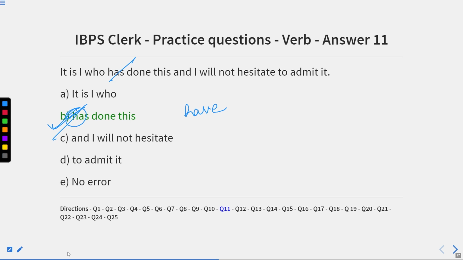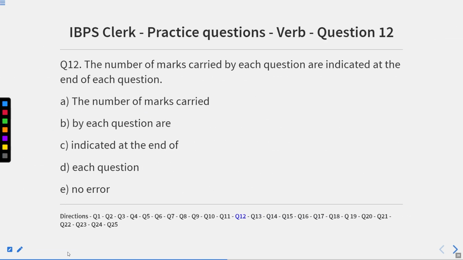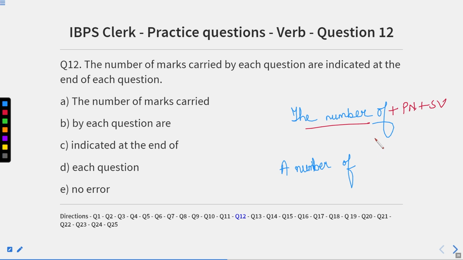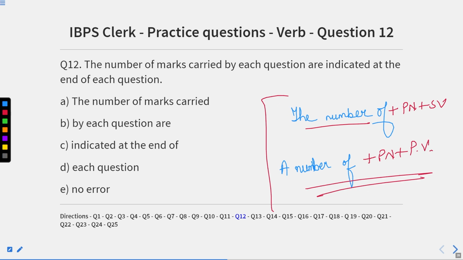Now, let us move to the next one. "The number of marks carried by each question are indicated at the end of each question." Whenever we have the word the number of, we have two types of phrases: the number of, and a number of. The number of is followed by a plural noun but a singular form of verb. A number of is followed by a plural noun and a plural form of verb.